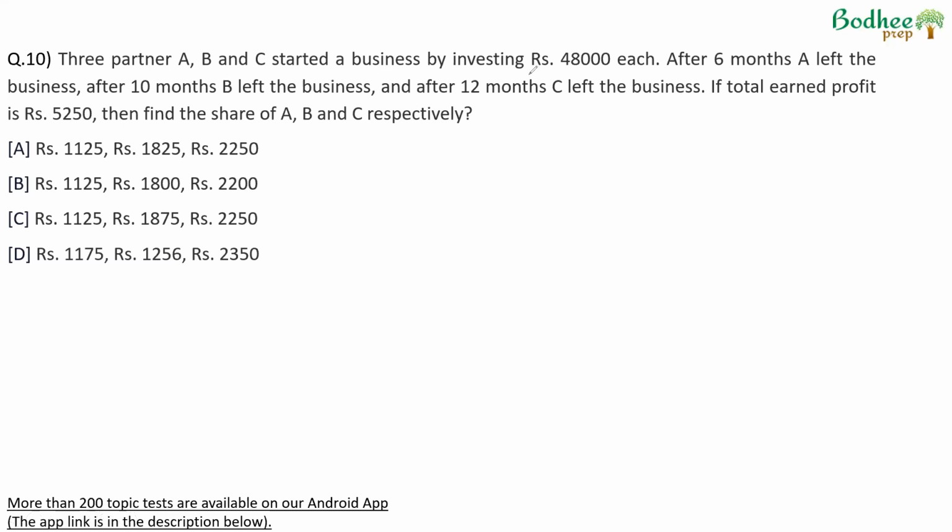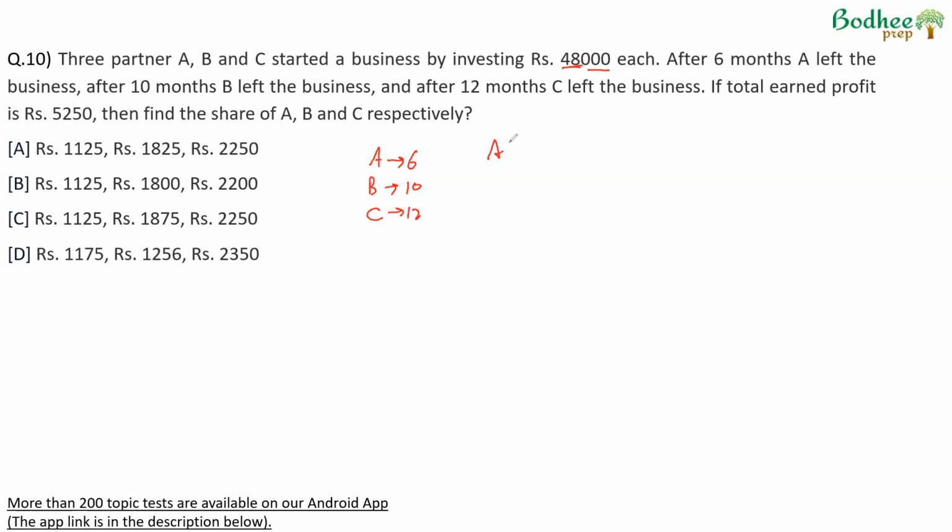Three partners A, B, C started a business investing 48,000 each. After 6 months, A left the business, and after 10 months, B left the business, and after 12 months, C left the business. If the total earned profit is 5250, find the share of A, B, C. Since the investment is same, the profit will be divided in terms of time. A worked for 6 months because after 6 months A left. B worked for 10 months because B left after 10 months, and C worked for 12 months.